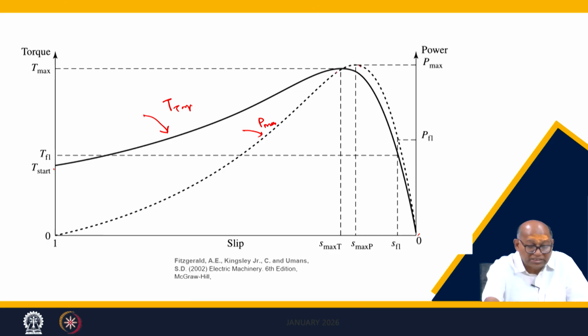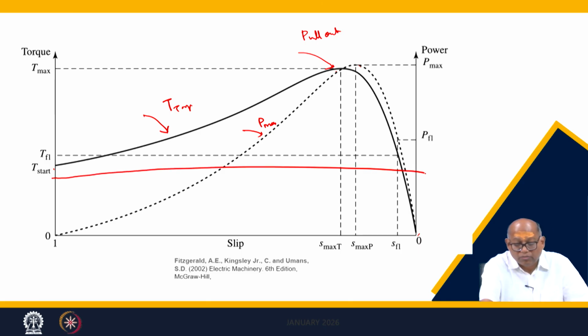Torque has a maximum value, called pull out torque, because beyond that the motor will stop. This is called pull out, that means the motor will stop. If you apply a load torque like this, the motor will start because there is a torque here. So, it will pick up and operate here.